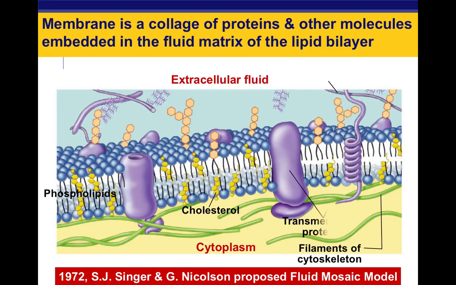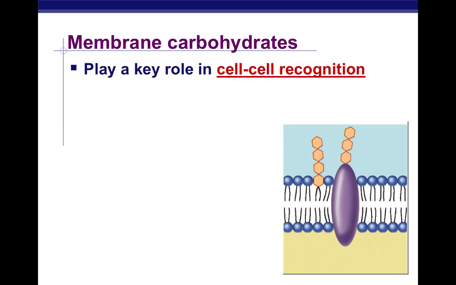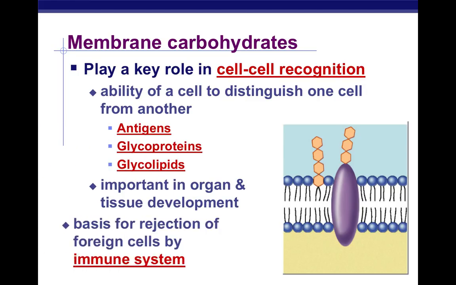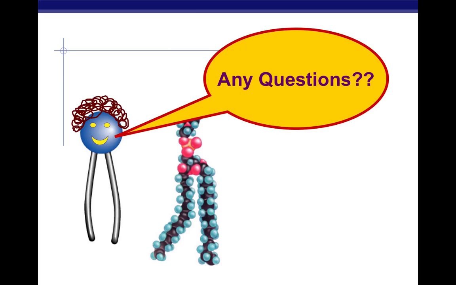Okay, let's see. There we go. Everything's all labeled for us now. The membrane carbs, these were the glycoproteins, glycolipids. They are our name tags once again, and they are recognized by our immune system. And really, that's it for that part. So we're going to move on to transport.